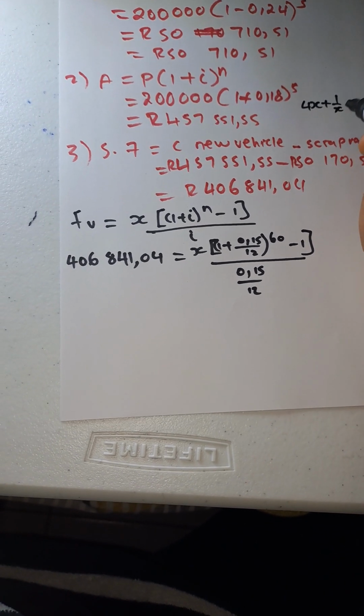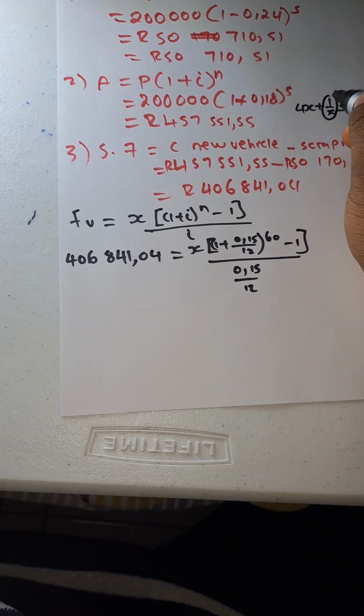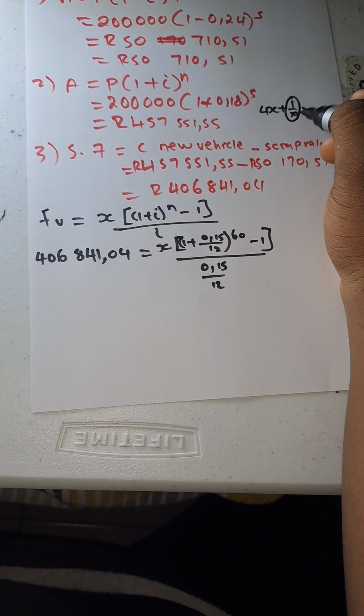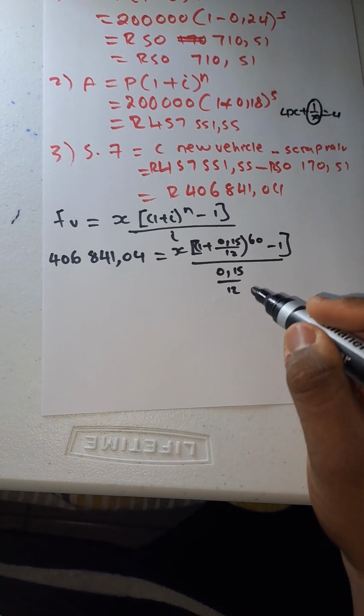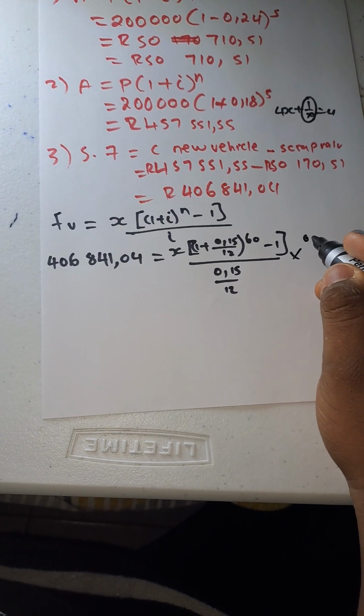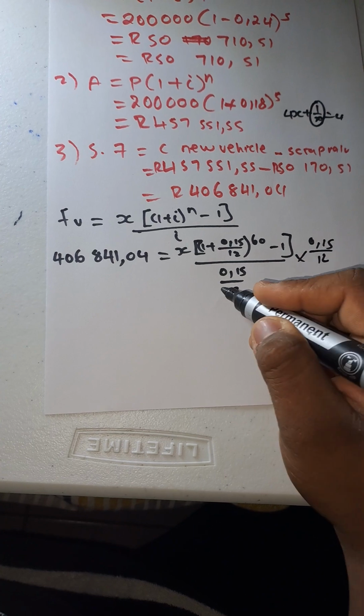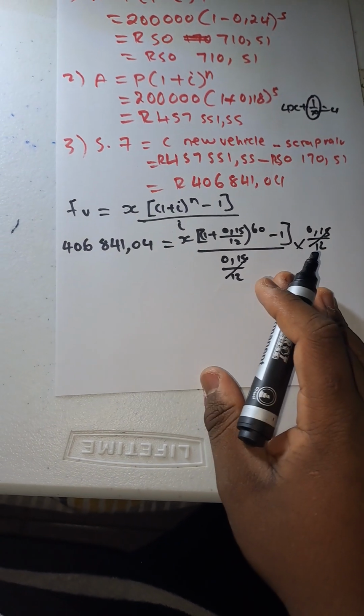1 over x is equal to 4, since you have a fraction, to remove the fraction, you do what? You multiply by the denominator. So it is the same thing here. We're going to multiply everything by 0.15 over 12, because I know that this one will cancel that one.